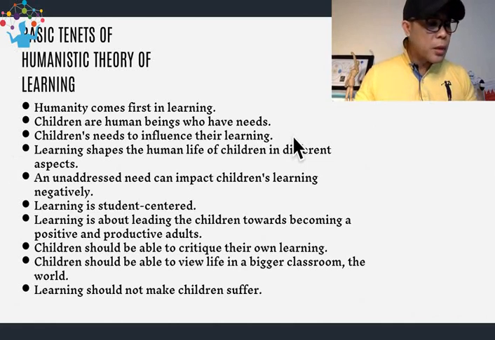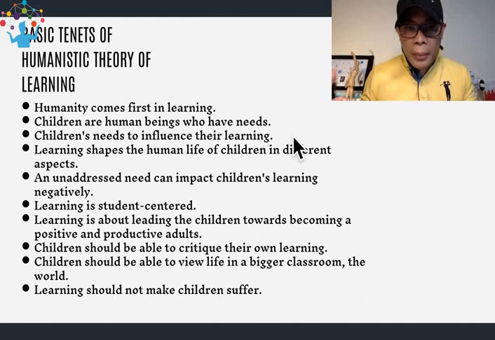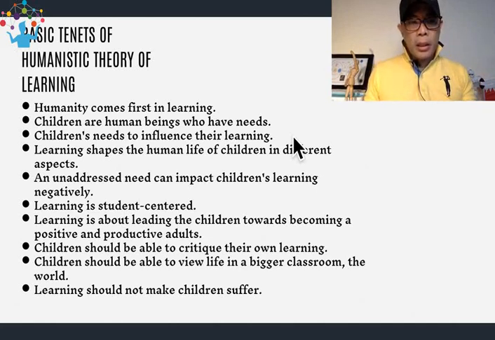Learning shapes the human life of children in different aspects. It is not only about the academic, but it involves different areas of human life, such as the emotional, the social, the spiritual, or even the ecological aspect, and so on and so forth. The next is, unaddressed needs can impact children's learning negatively. So if we don't address the needs of children, directly or indirectly, it can influence the learning of children in a negative way.